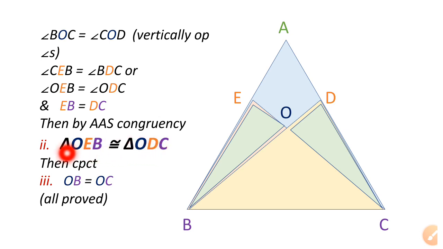If we prove those two triangles OEB and ODC congruent, then their corresponding parts are also equal. So taking the corresponding sides of the congruent triangles, OB is equal to OC. OB is equal to OC. This is found, and this is the third bit.